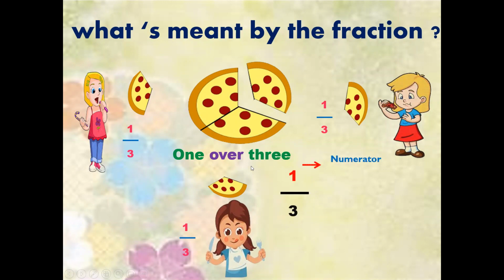And 1 is the numerator. It means the part each one will have. And 3 is the denominator, all the parts. And also we can call it one third. So it's 1/3 or one third.